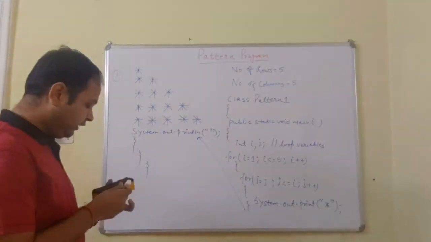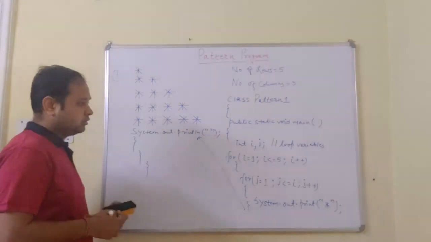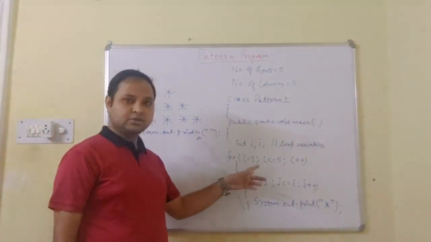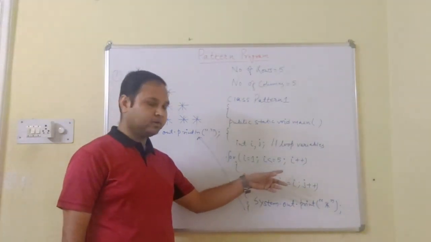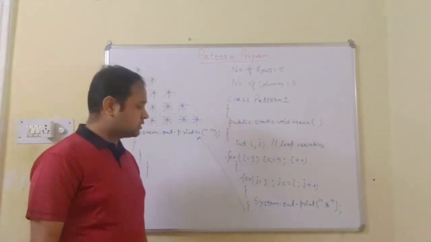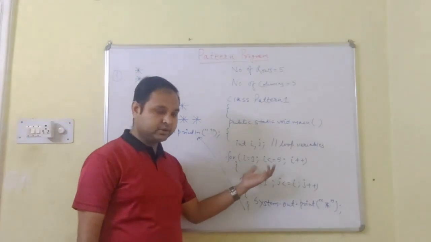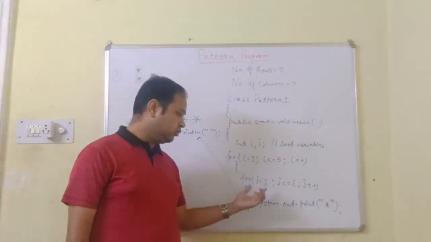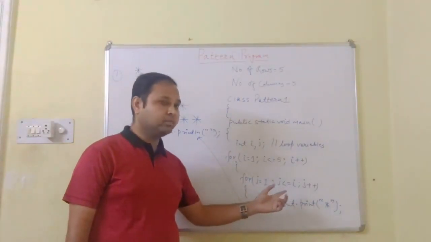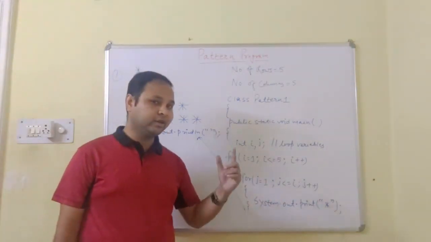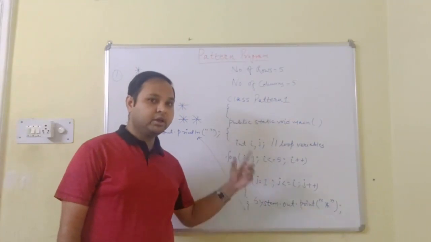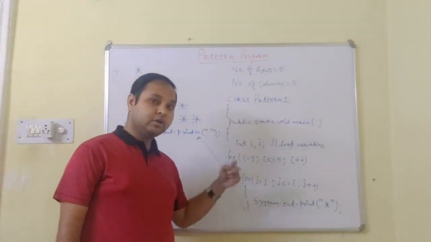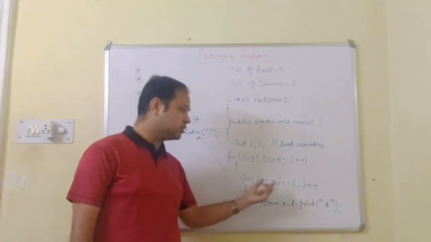So here we have taken two loop variables, i and j. For i equals 1, i less than or equal to 5, i plus plus. It means that the outer loop will rotate 5 times, starting from 1, and the j loop will rotate according to the outer loop. If the outer loop rotates 1 time, the j loop will also rotate 1 time. If the outer loop rotates 2 times, the j loop will also rotate 2 times. It starts from 1 and goes up to i.